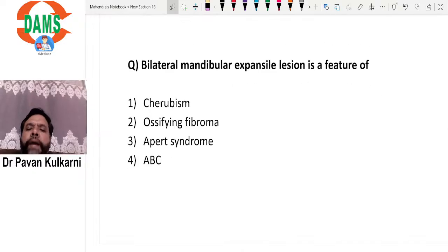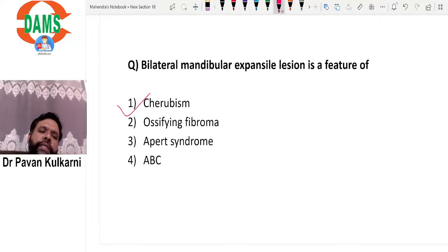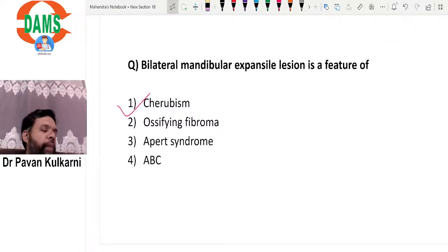Bilateral mandibular expansile lesion is a feature of cherubism. Again, this is straightforward cherubism. We know that cherubism typically affects children. There will be bilateral mandibular involvement. Remember, there will be mandibular involvement.